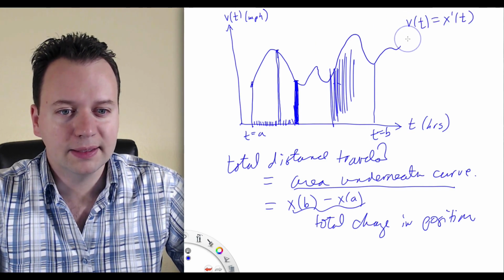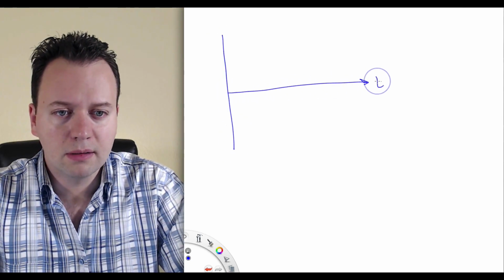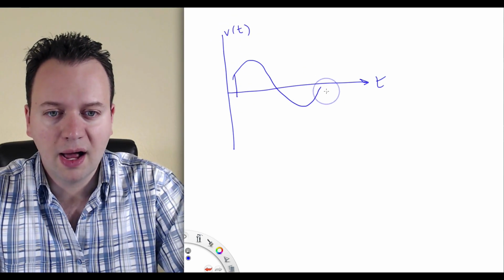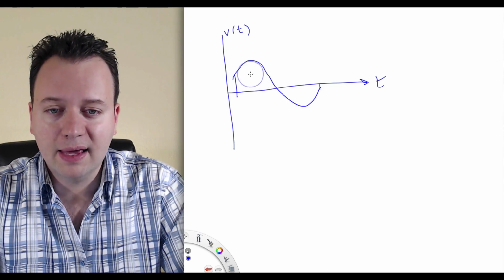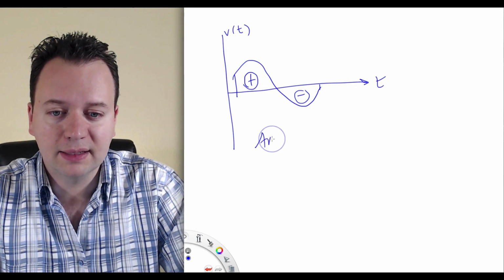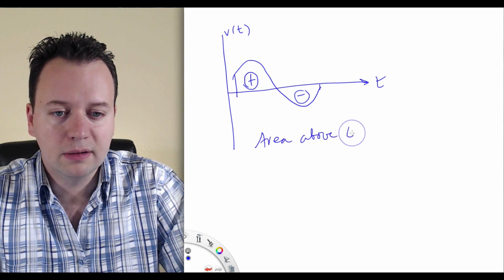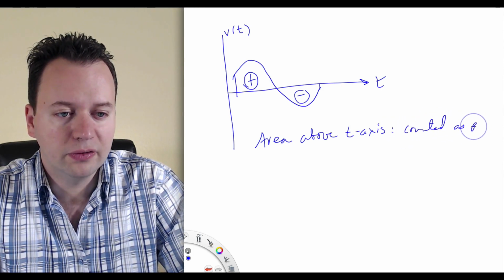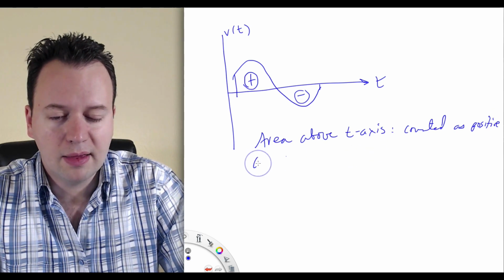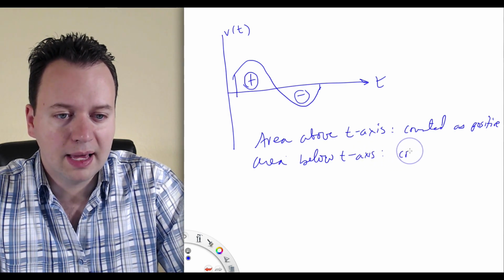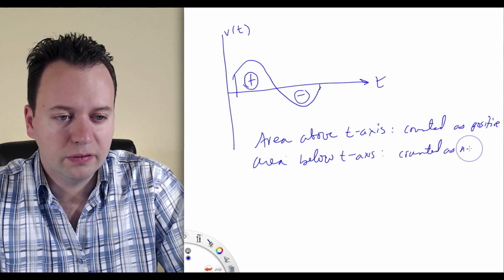Now, there's another case that I should mention. Suppose my velocity looks like this. So sometimes my velocity is positive and sometimes it's negative. In that case, we count the area above the t-axis. Area above the t-axis is counted as positive, and then the area below the t-axis is counted as negative.